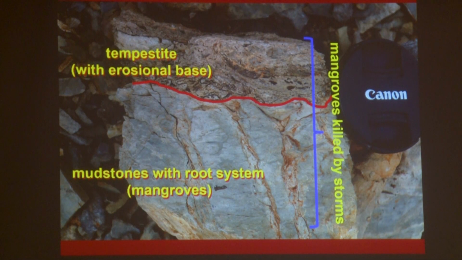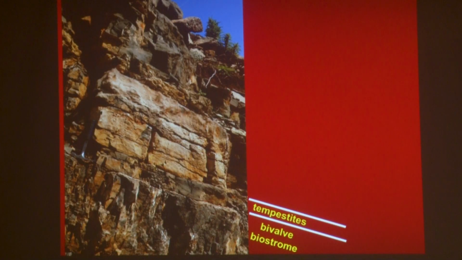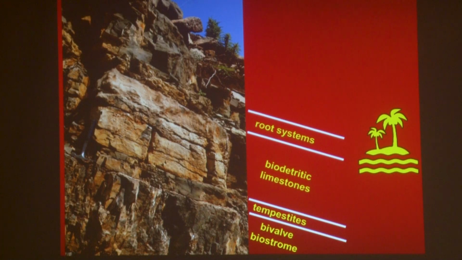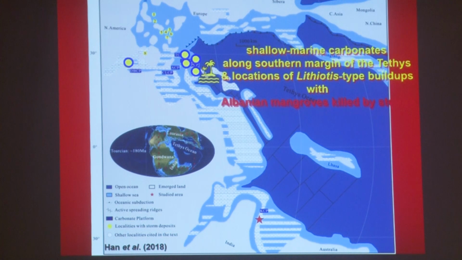And that's why we can reconstruct this event like some fighting between land and open marine, with some mangrove killed by the storms. Okay? And that's why in our section we have several events with some short episodes of the whole story about the extremely shallow water environment, and then finally killed this mangrove by the storm deposits. And repetition at least 4 times in our fossil record. And that's why this is the location of our Albanian type along the southern margin of Tethys.